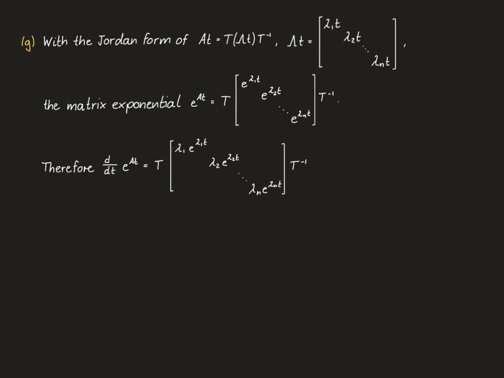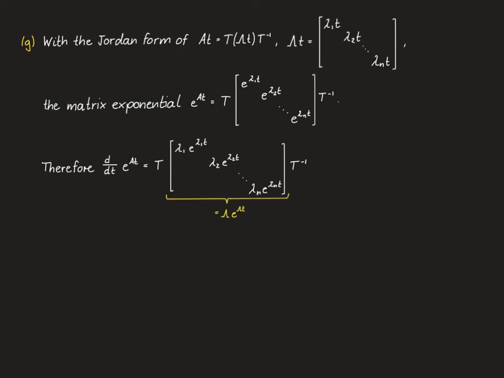Therefore, when taking the derivative d/dt of e to the At, the matrix T and the matrix T inverse are just constants, and what we need to do is take the scalar derivatives of each of the diagonal entries of this matrix here, which is easy to do because it's just lambda 1 times e to the lambda 1 t, lambda 2 times e to the lambda 2 t, and so on down to lambda n times e to the lambda n t.